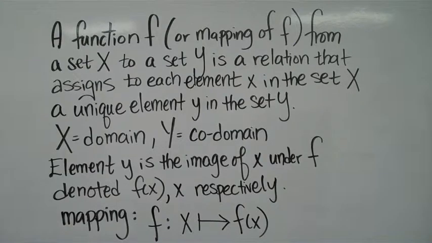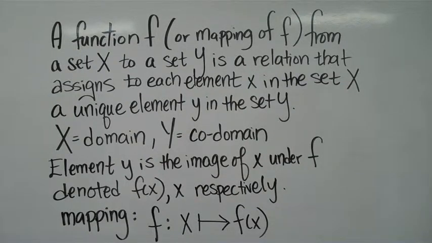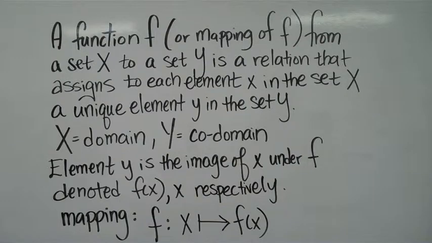A function f, or a mapping of f, from a set capital X to a set capital Y is a relation that assigns to each element x in the set X a unique element y in the set Y. That's what we've been talking about before. X is the domain, and Y is the codomain, or you've seen it as range before. The element y is the image of x under f, and it's denoted f of x. Another word for y is f of x, and x stays x. Sometimes you see it as a mapping: the function is mapped from x to f of x.